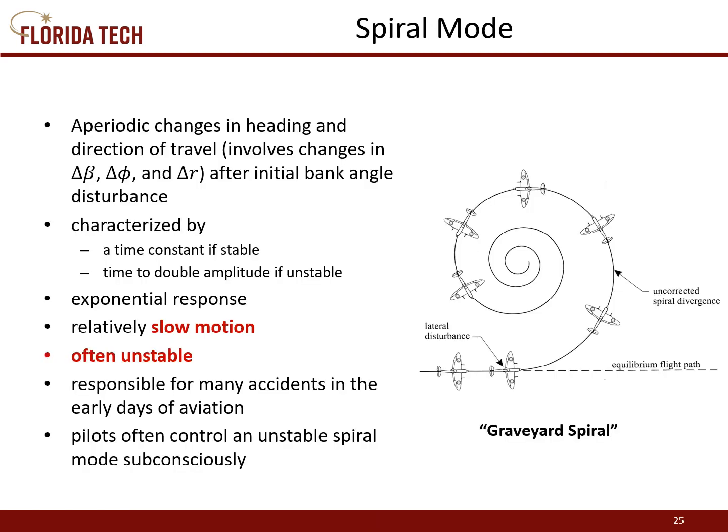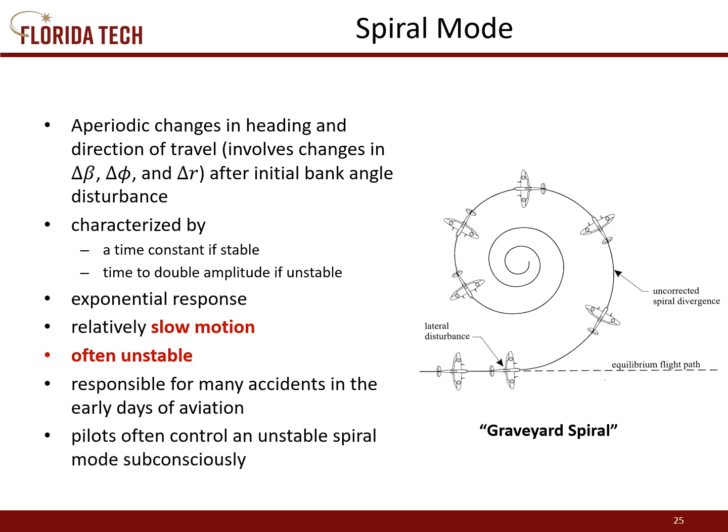Next, we'll look at the spiral mode in detail. It involves aperiodic changes in heading and direction of travel. It involves changes in the side slip, the bank angle, and our yaw rate after an initial bank angle disturbance. It's characterized by a time constant if it's stable. If it's unstable, it's going to be a time to double.